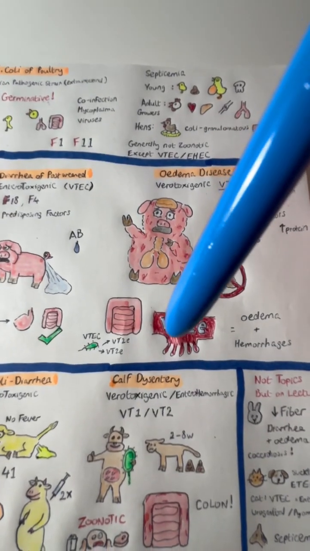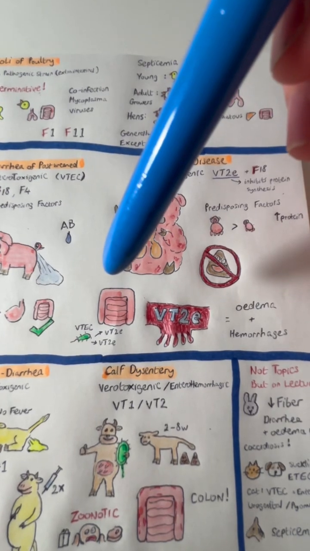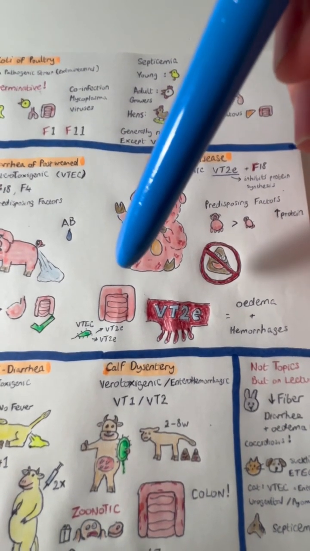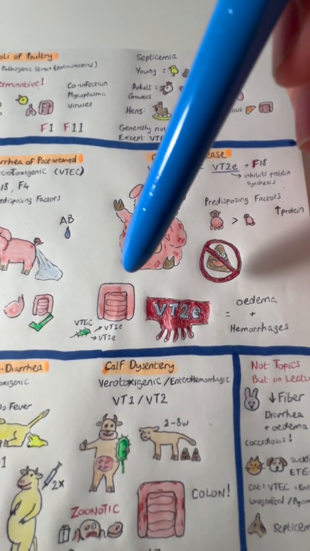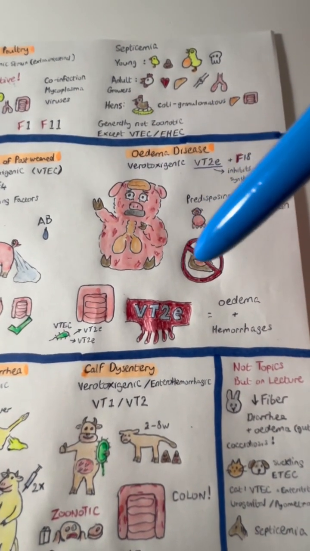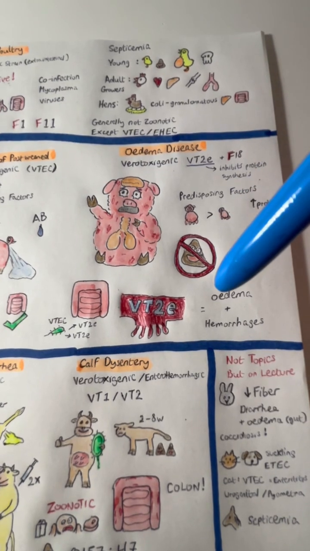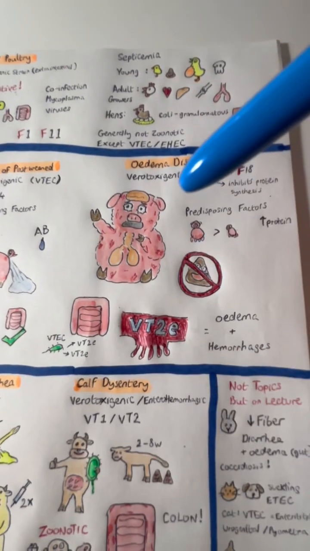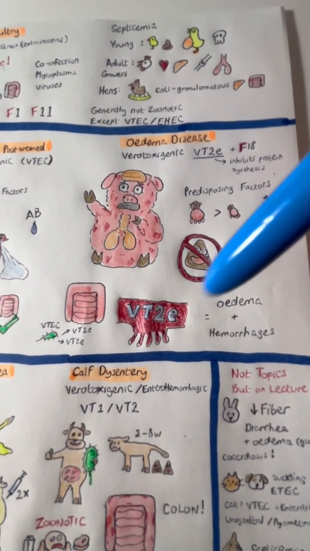The high protein diet will result in slow peristalsis, and this will give bacteria time to replicate. And then VT2E is absorbed into the bloodstream. And since it inhibits protein synthesis, it'll cause hemorrhages and edema. For the clinical signs, there is almost a 100% mortality.